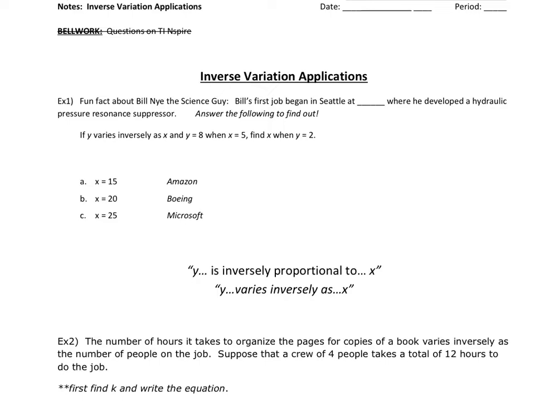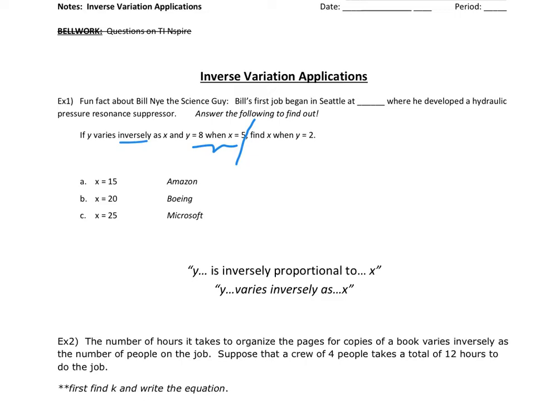If y varies inversely as x and y equals 8 when x equals 5, find x when y equals 2. It's like a two-part problem here because we have two pieces of information. We have a given x and y combination, and then we have a new combination of x and y where we don't know the x. So let's start with the known information. First of all, it's inverse variation.